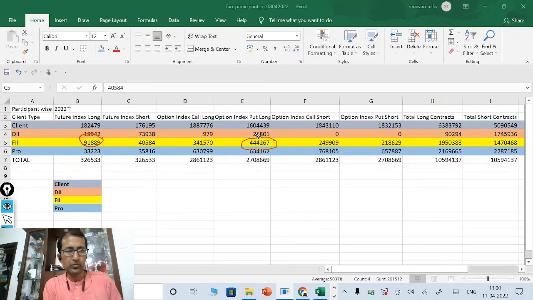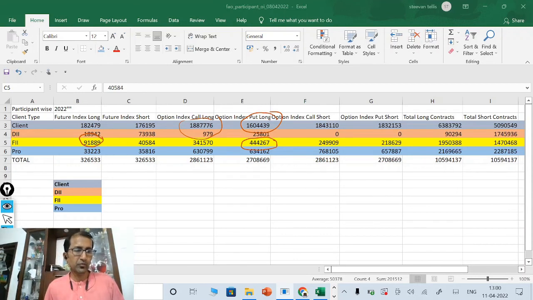Now, what about the DIIs? They hardly have much positions. Retail clients you can see are almost neutral. They are long in put as well as long in call, but slightly higher on the call side. So the market falling has a greater probability.